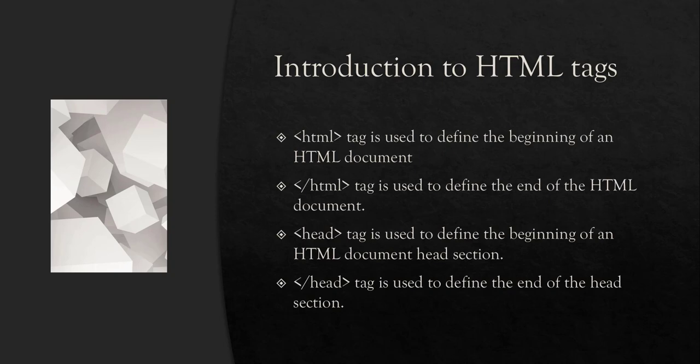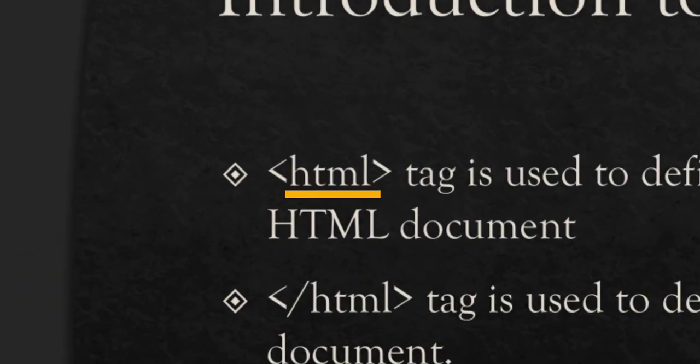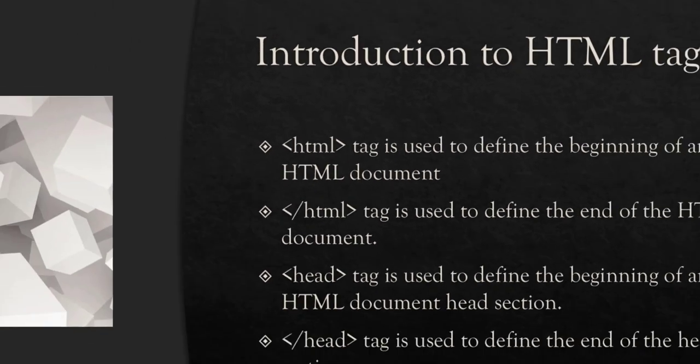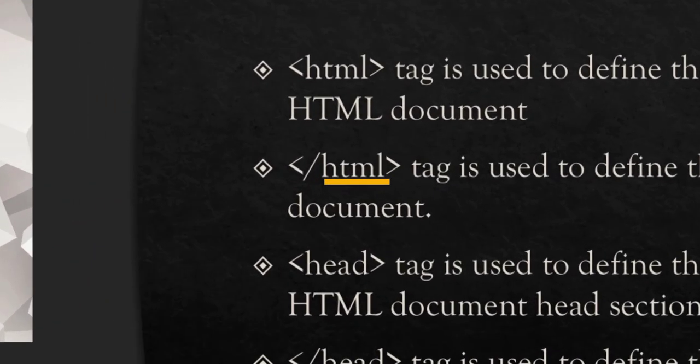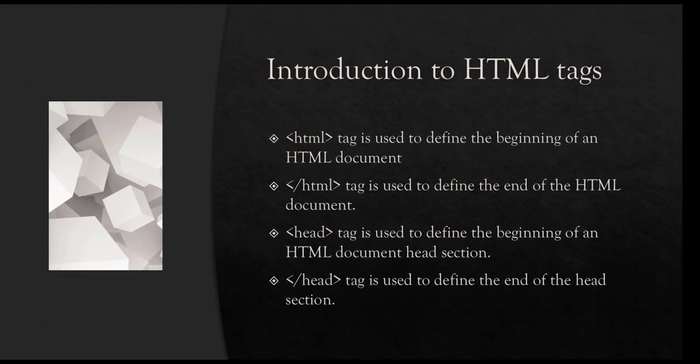HTML tags are used to define the structure and content of a web page. They are enclosed in angled brackets, with the tag name in between. For example, the HTML tag with angled bracket is used to define the beginning of an HTML document, while the HTML tag with angled bracket and / in between is used to define the end of the document.